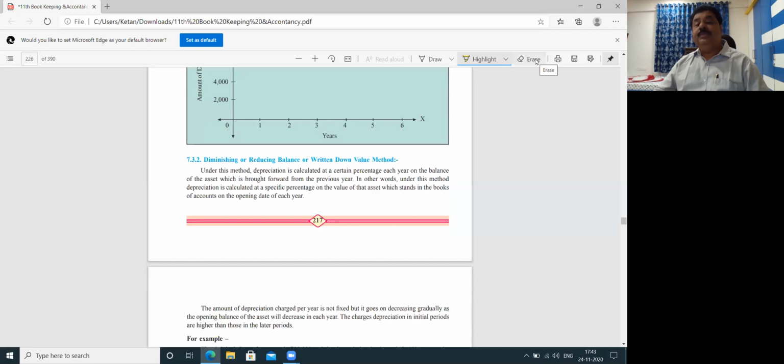Now the second method is the diminishing or reducing balance method, also called the written down value method. Under this method, depreciation is calculated at a certain percentage each year on the balance of the asset. Very, very important. On the balance of the asset, which is brought forward from the previous year.